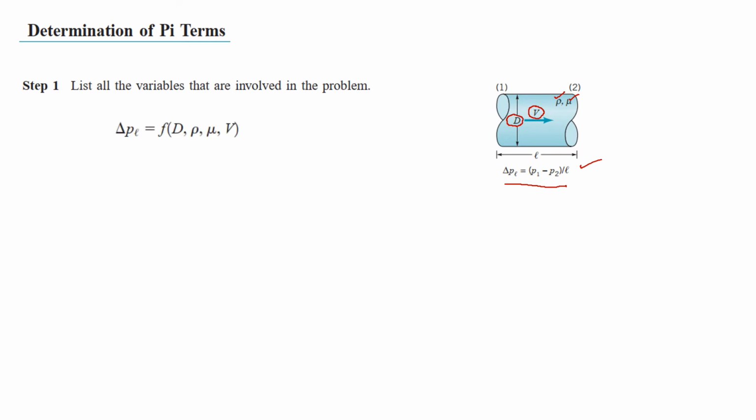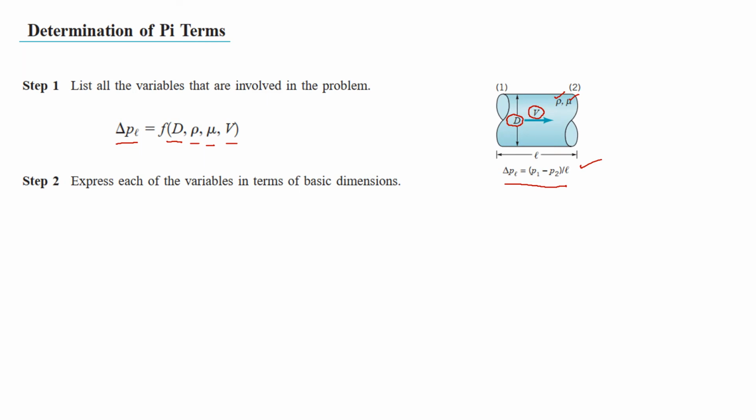So now let's go through the steps through which we will be able to find our pi terms, and we will continue with the same example in which we are going to see a pressure drop in a pipe, and the key variables, the independent variables, are the pipe diameter, the velocity of the fluid, the density, and the viscosity of the fluid, and the dependent variable is the pressure drop per unit length. So step 1 is to list all the variables that are involved in the problem, and as we already know, these are our variables. This is the pressure drop per unit length, the diameter of the pipe, density, viscosity, and the velocity. These are our variables that are involved in this problem.